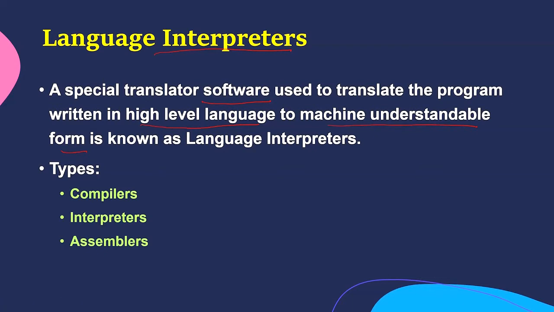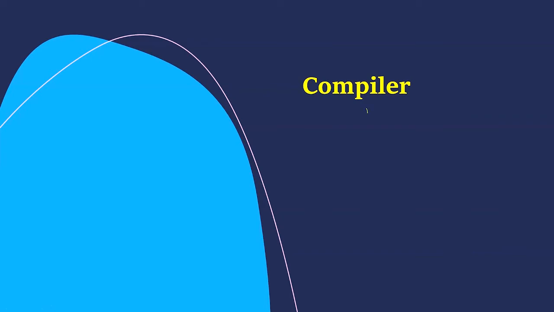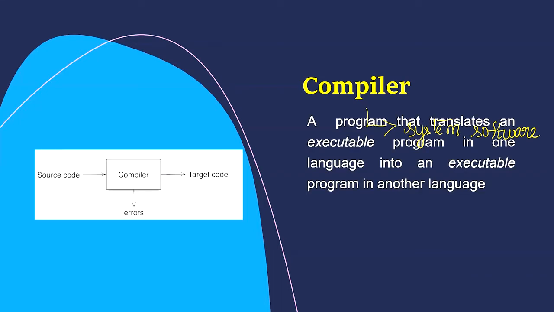Now let us see the three types of interpreters: compilers, interpreters and assemblers in detail. Compiler. Compiler is a program, that is, it is a system software. So compiler translates an executable program in one language, nothing but our high-level language, into an executable program in another language, that is nothing but a machine understandable language. So this is the block diagram explaining the working of a compiler.